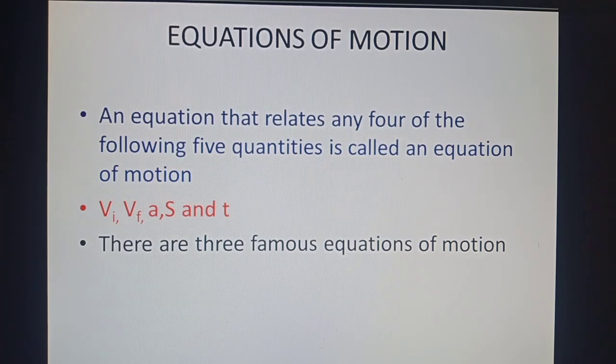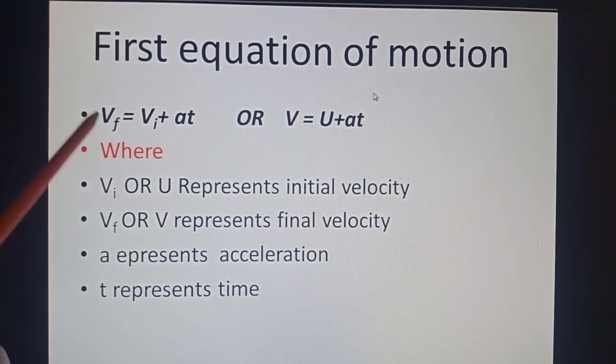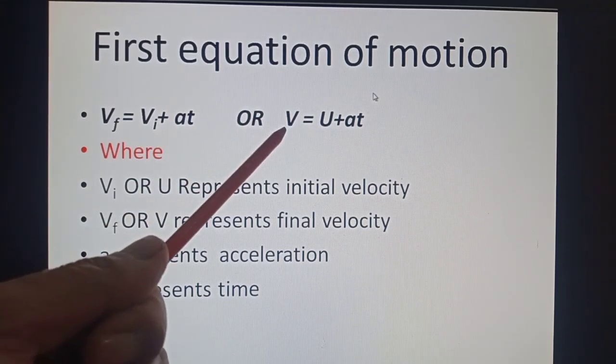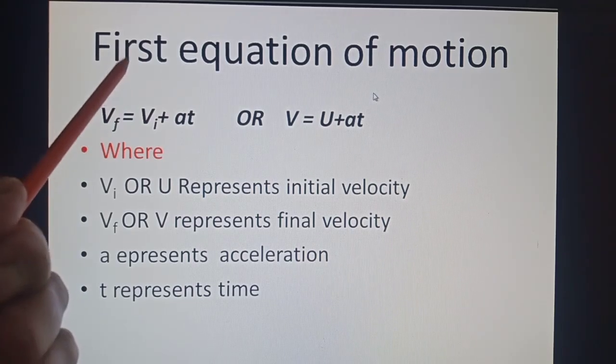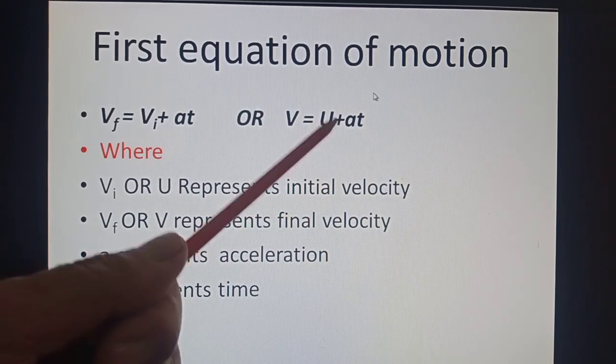Now there are three famous equations of motion. Viewers, let us discuss them one by one. Coming to the first equation of motion, it is the mathematical form of the equation, that is Vf equals Vi plus At, or in some cases it is also written as V instead of Vf and U instead of Vi. So in some books you will find it like this: V equals U plus At.